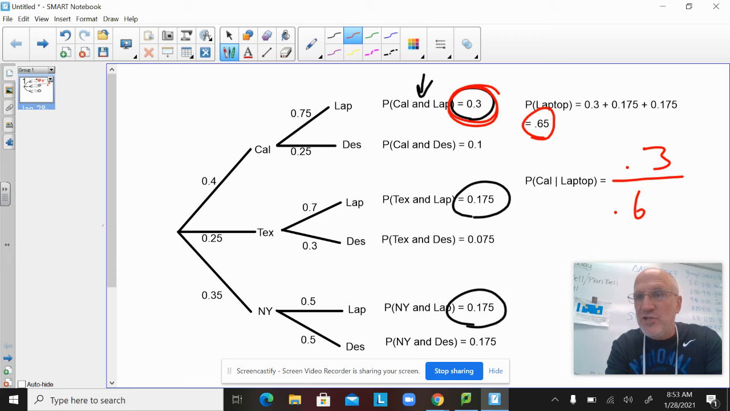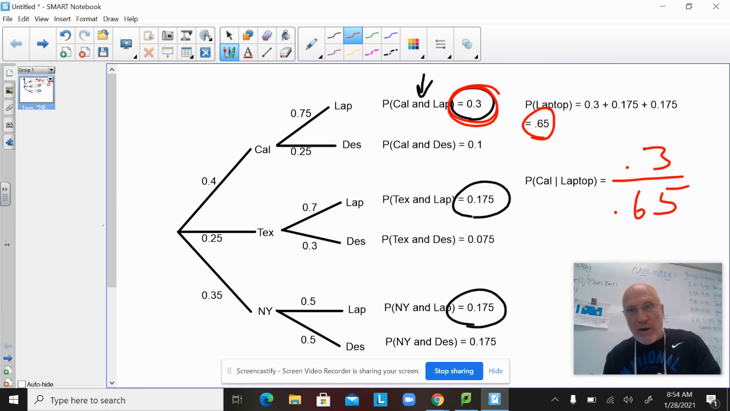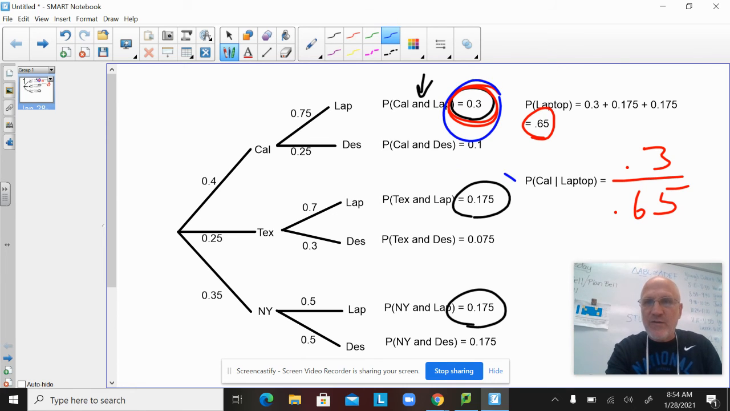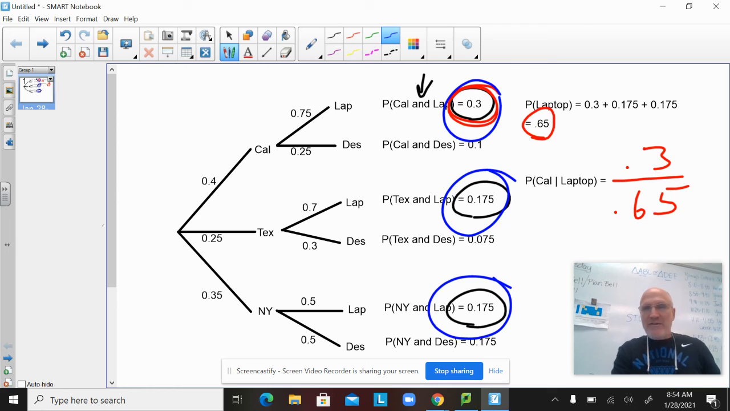Understand, had it just asked that, had it started with California given laptop, we would have had to make the tree diagram. The overlap is the 0.3, and then that 0.65 is in fact these 3 added together. So again, I can't emphasize enough the benefit of making a tree diagram in a situation like this. So if I do 0.3 divided by 0.65, I get 0.46. So I think that's my final answer here. Equals 0.46.